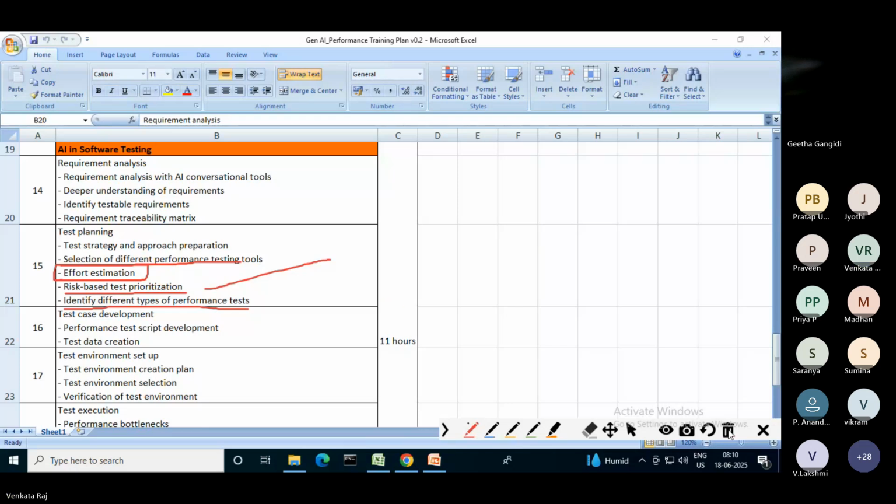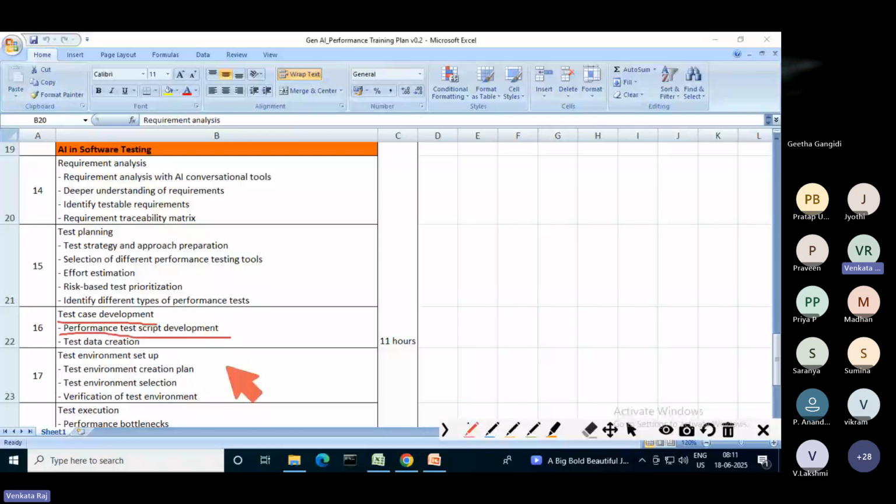Okay. Next, guys, very, very important: test case development. I have purposefully written "test case" because some project managers think performance testers also write test cases. We develop scripts, right? So test script development you can do with the help of AI tools. We can develop performance test scripts. And another very important point, test data creation.